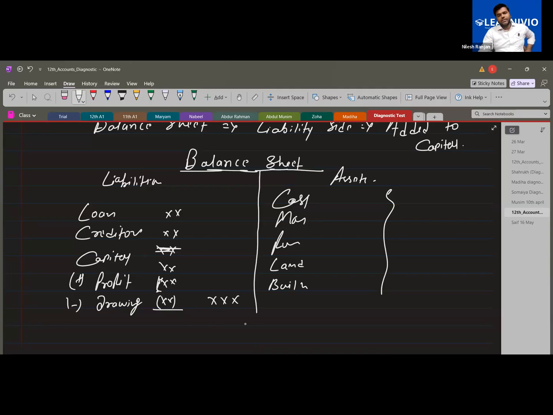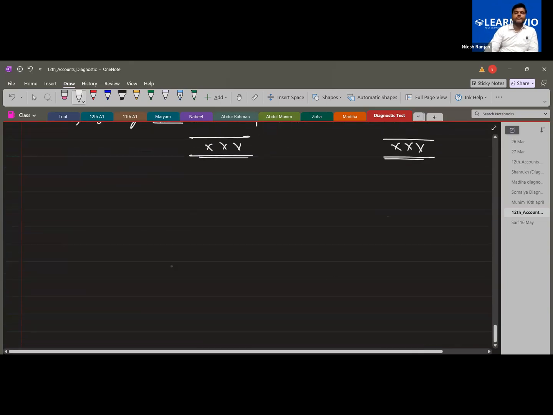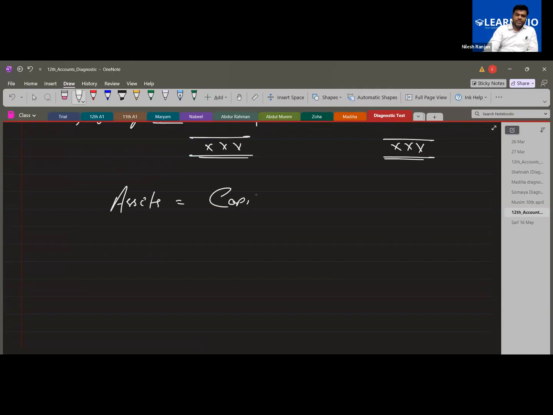Now, there is a thing that our balance sheet should match always. Can you tell me why our balance sheet should match? Because liability should be equal to asset. Yes, very good. Liability and capital should be equal to assets. So the formula of this is assets equals capital plus liabilities. Now this formula we have discussed in accounting equation part.